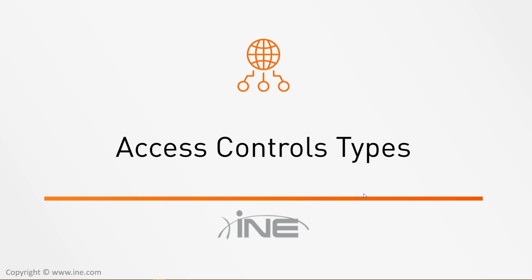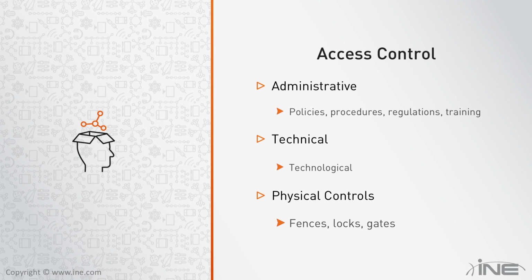So in this part of the training, I want to talk about access control and access control types. First, I want to define what access control is. An access control can be any measure, technique, or mechanism you use in order to prevent unauthorized agents, users, or anything that is not authorized from accessing your information. Access control types can fall under three categories: administrative, technical, and physical controls.